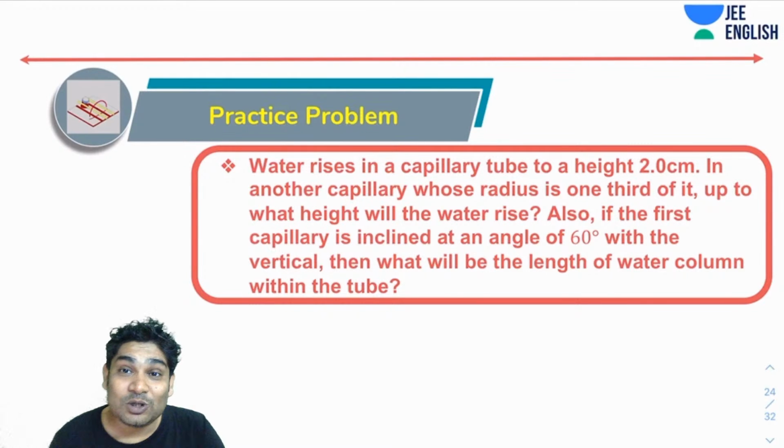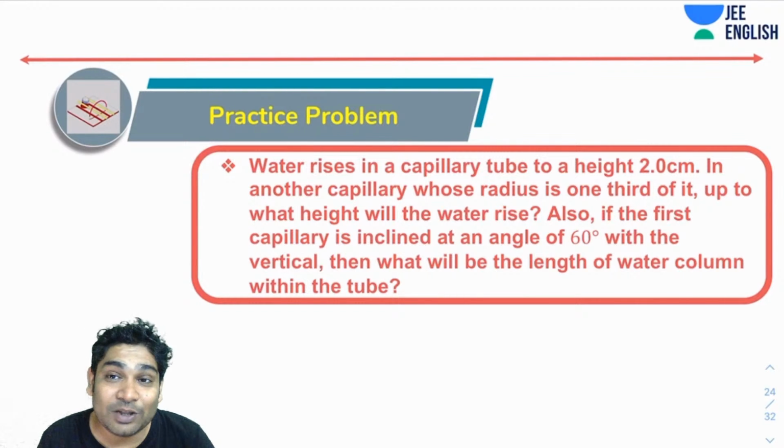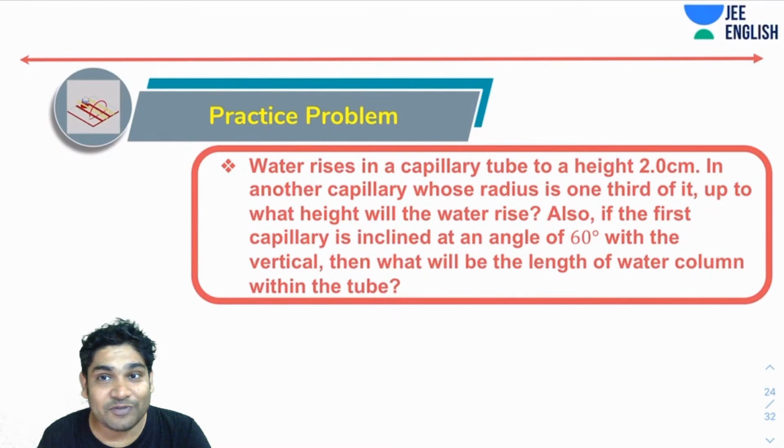And then you have been told also if the first capillary is inclined at 60 degrees with the vertical, then what will be the length of water column within the tube? Okay, so you need to solve this as well. What happens if you're inclining the capillary? What will happen then? So the first part should be pretty easy. There is no calculation required also. If the radius is 1/3, the height of capillary rise would be 3 times.